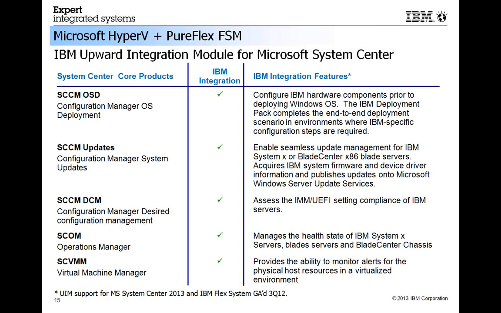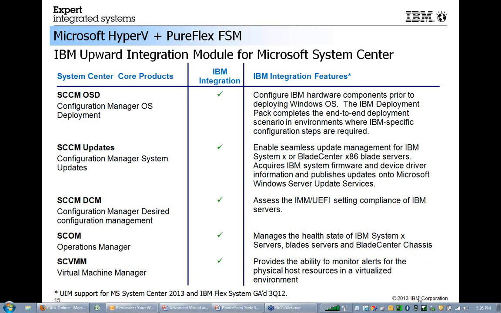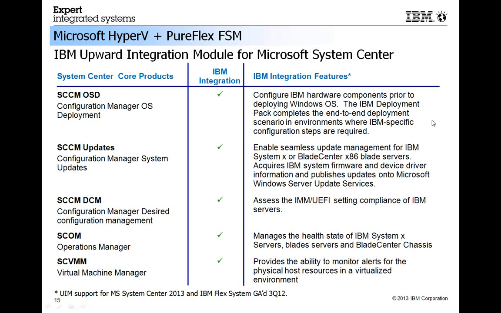So the firmware update gets done with zero downtime, because the hardware manager does it by moving the virtual machines. The networking ensures that when your virtual machines are migrating, the VLAN settings are not changed, and all of that gets done seamlessly, right? In fact, one of the most important things is you also have the integration with the virtualization layer, which gives you the ability to monitor alerts for the physical host resources in the virtualized environment, right?